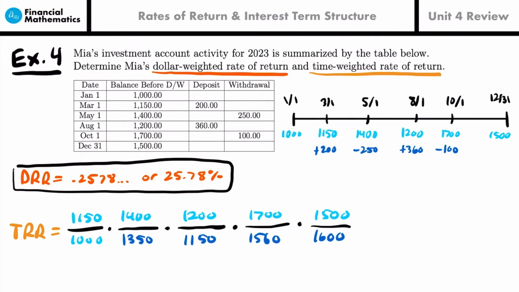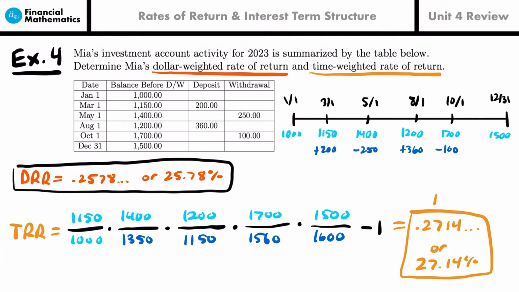Okay, so we'll multiply all of that together and then subtract 1, and that will give us the time-weighted rate of return. If you perform this calculation, you plug all of it into your calculator, you should get that the time-weighted rate of return is about 0.2714, and some more decimals. I rounded off to 4 decimal places, which would also be 27.14%. Okay, that is the time-weighted rate of return for Mia's investment account.